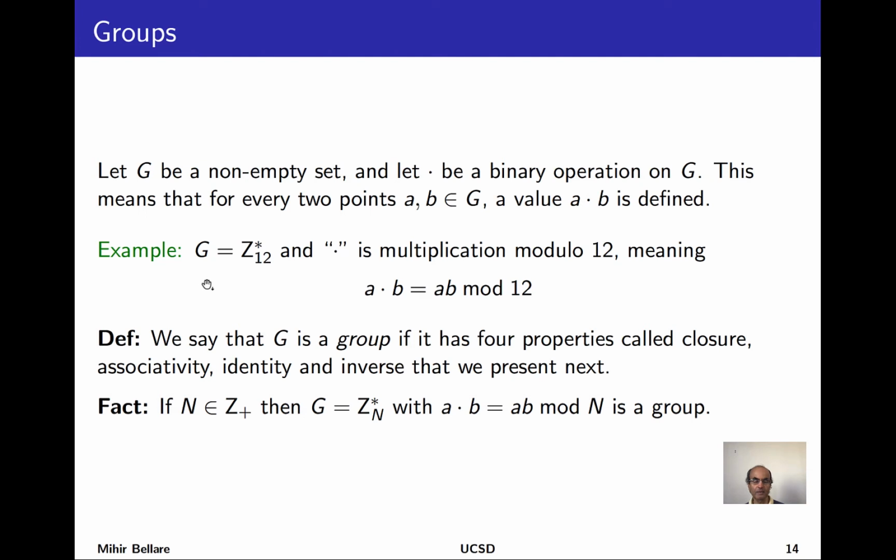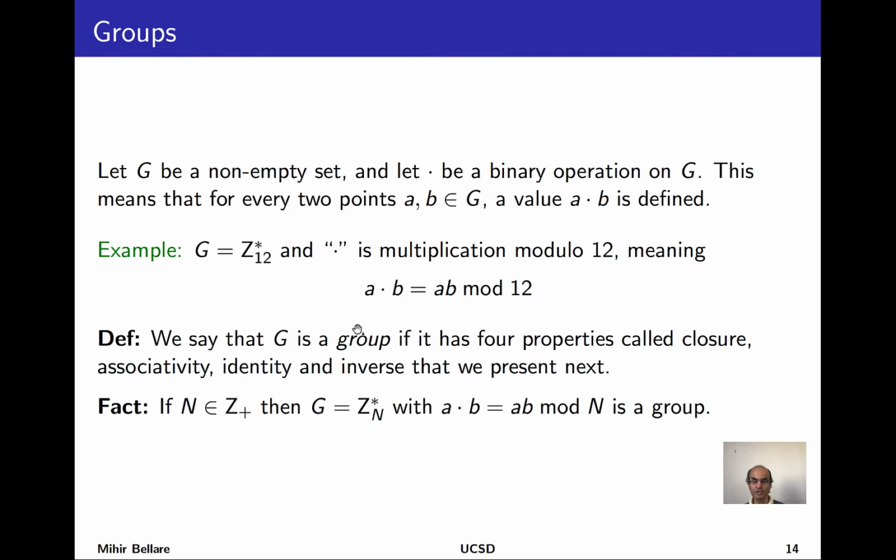As an example, let G be the group of integers mod 12 and relatively prime to 12, Z star 12, that we just saw. We could let dot be not plain multiplication, but multiplication modulo 12. So for any 2 points in here, A dot B says form the normal integer product, but retain only the remainder on division by 12.